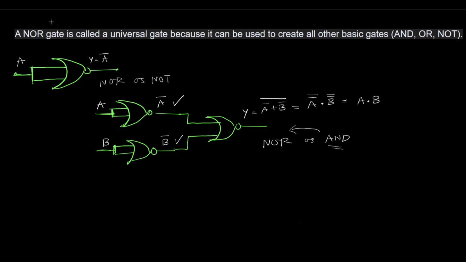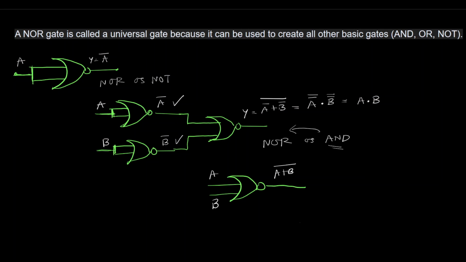Now come to the next. So if we take a two-input NOR gate like this, and if we apply A here and B here, as a result at the output you will get Y, which is (A plus B) complement.